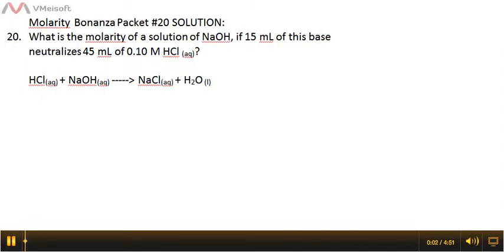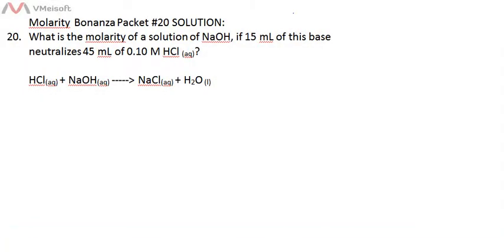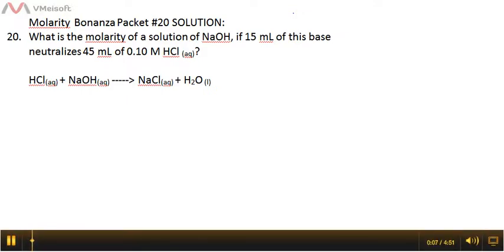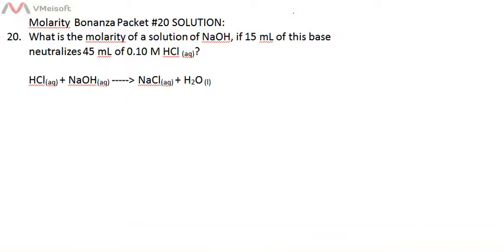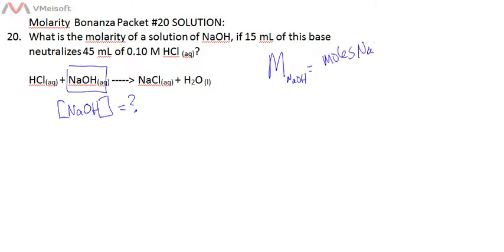Ooh, this is number 20 on the molarity stuff packet. Okay, you can use this to help you through it. And okay, so the question is asking us, what is the molarity of the solution of sodium hydroxide? So our unknown is this concentration. If you're trying to solve the molarity of it, what's your favorite equation that you'll be using? The molarity of sodium hydroxide equals the moles of sodium hydroxide over liters of solution.